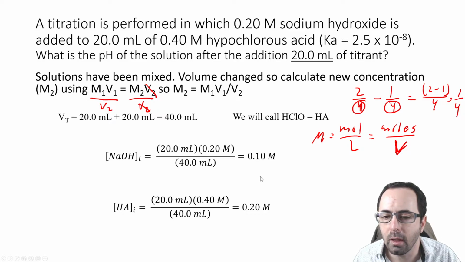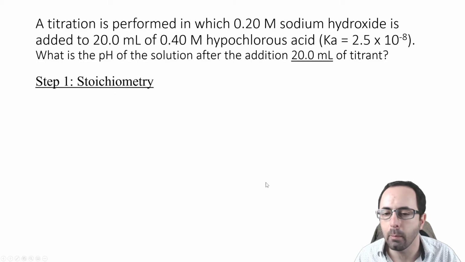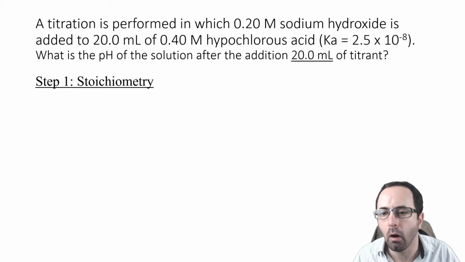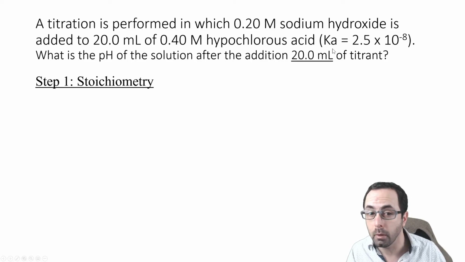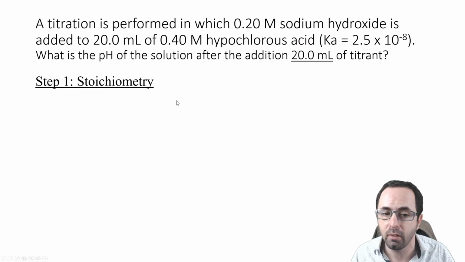So now let's do our stoichiometry step. The next step is step 1, stoichiometry. This is where we would assume 100% reaction of our strong base, sodium hydroxide. So our equation for the stoichiometry is our mixture of sodium hydroxide and hypochlorous acid. Those are our reactants in the stoichiometry. Sodium hydroxide is neutralizing hypochlorous acid.